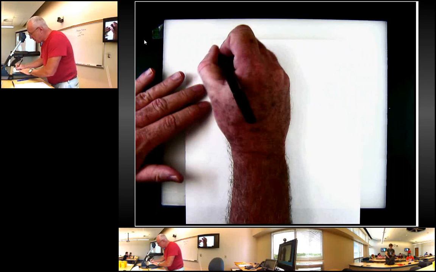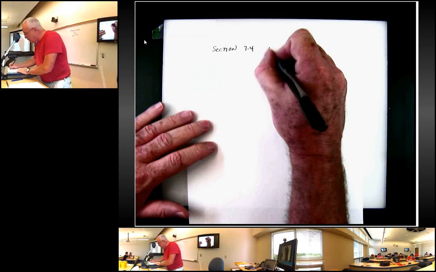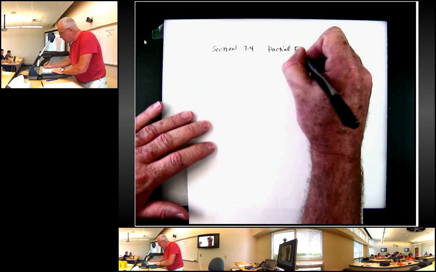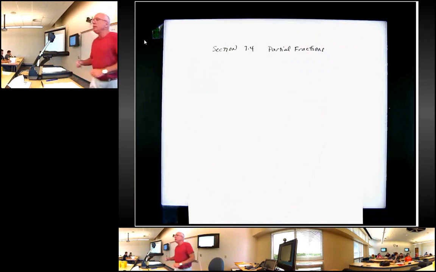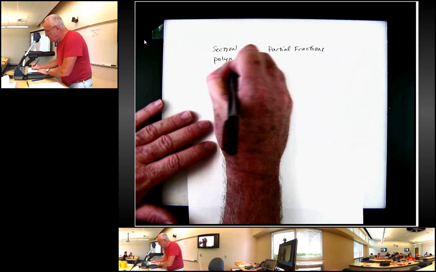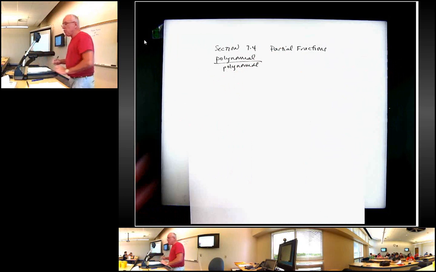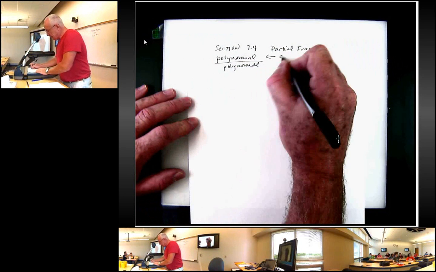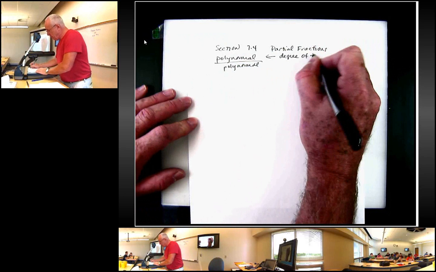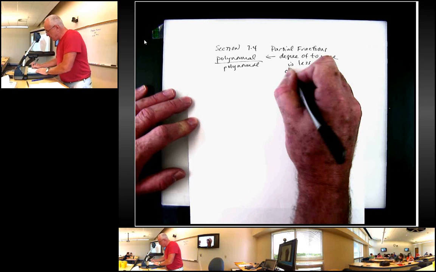All right. So 7.4, we had gotten started on this the other day, and it's basically using what are called partial fractions to help integrate things that normally we wouldn't even know how to integrate. We're talking about a polynomial over a polynomial, and we're talking about the degree of the top one is less than the degree of the bottom one.